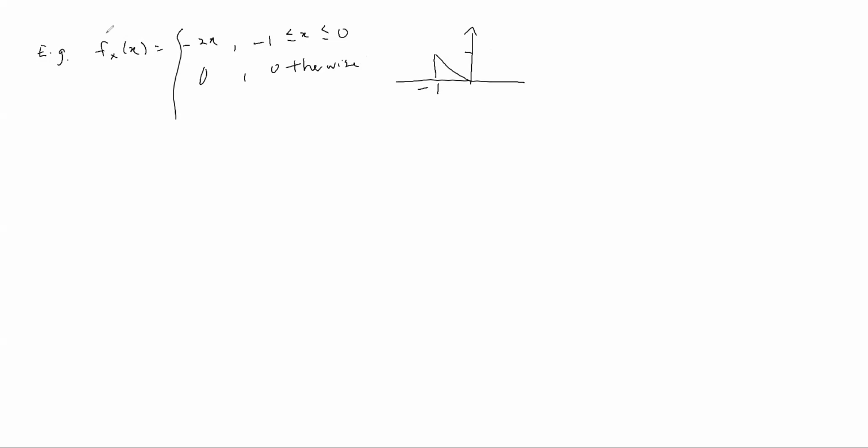One thing you have to remember, because this is a PDF, all the values here are positive. All the values must be larger than or equal to 0. It cannot have area which is below the x equals 0 line. So the first question that I asked: is this a valid PDF?